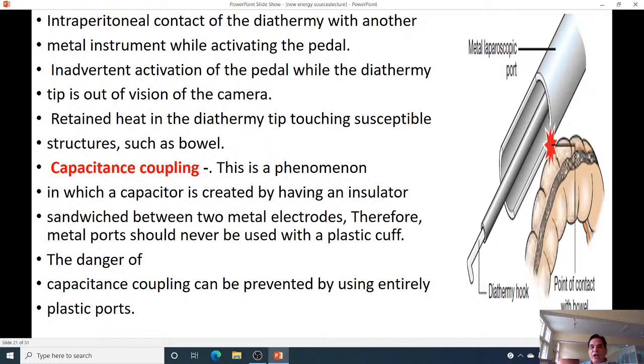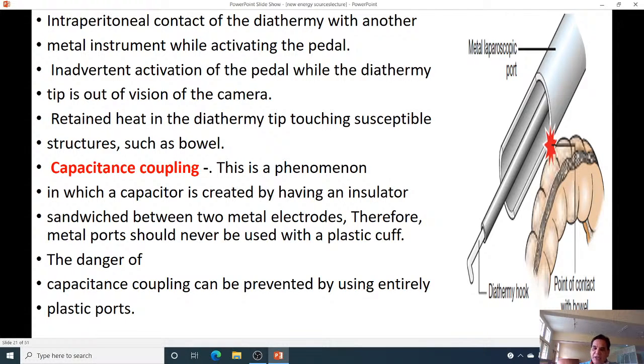So your diathermy should never touch any unwanted object. You must touch exactly where you want to touch. And whenever not in use, the bipolar or monopolar forceps should be taken out of the abdomen and kept aside. Use only when you need, bring it inside, otherwise outside. So there is also one more condition, capacitance coupling. What is it here? It happens unintentionally. This is a fault of insulation. To prevent this, metal ports should never have a plastic cuff. As against that, if you see recently, all the ports are made entirely of plastic.